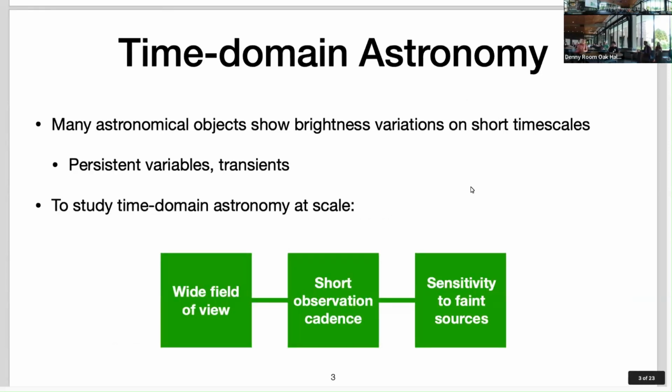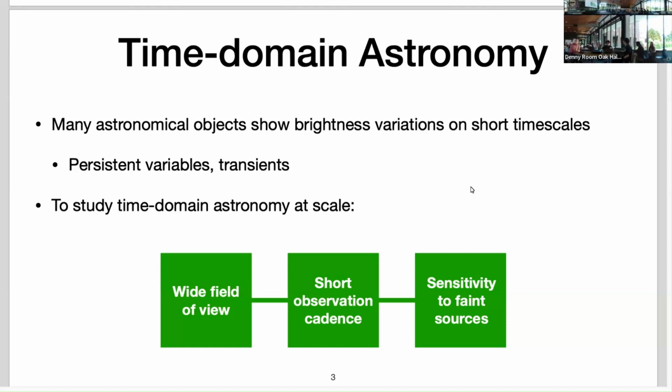All right, so I'll first start out with just a little intro to time domain astronomy. So I feel like oftentimes you might think of astronomy as having a lot of things that don't change much over time. They're around for billions of years, but there's also a lot going on on much shorter timescales, a lot of changes happening, many astronomical objects that show brightness variations on short timescales of months, days, hours, and even less. And so these break down into two major categories, persistent variables and transients.